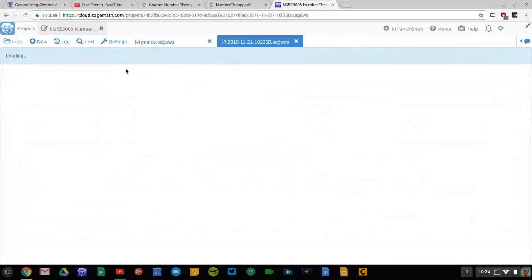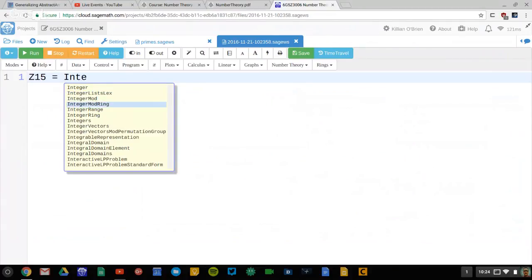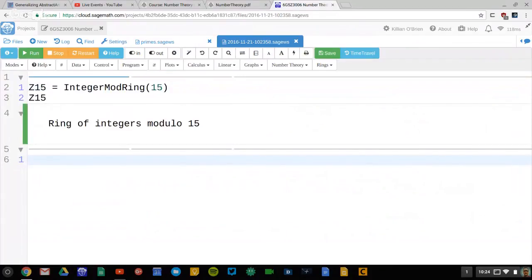So Sage has got all these structures built into it, and I'll distribute a worksheet to you soon that shows basic commands. So Z15 I'm simply using as a variable name, and there's a command IntegerModRing, which will come up now in the menu. So I press the tab key. Integer mod ring. If I select that and put in 15 as the modulus, what that creates is this ring of integers modulo 15.